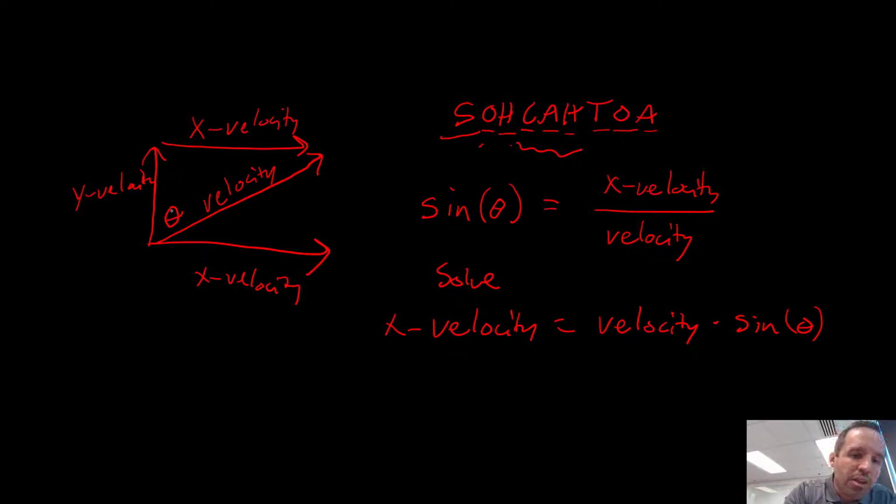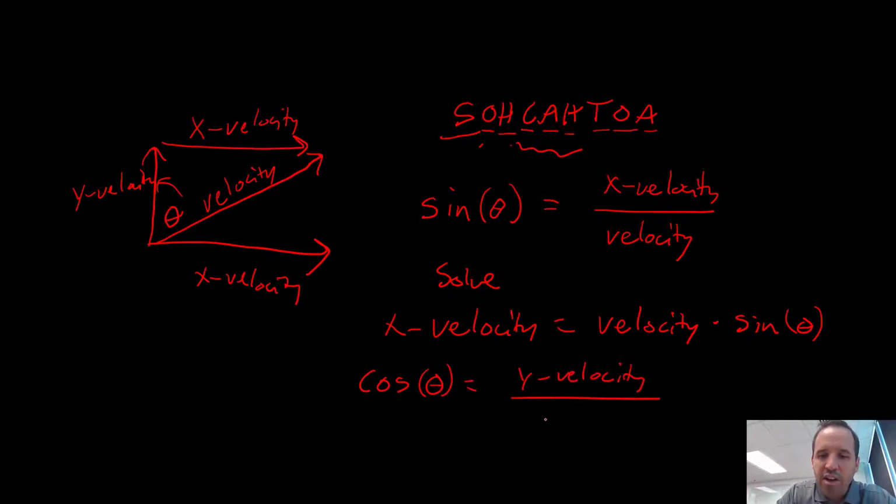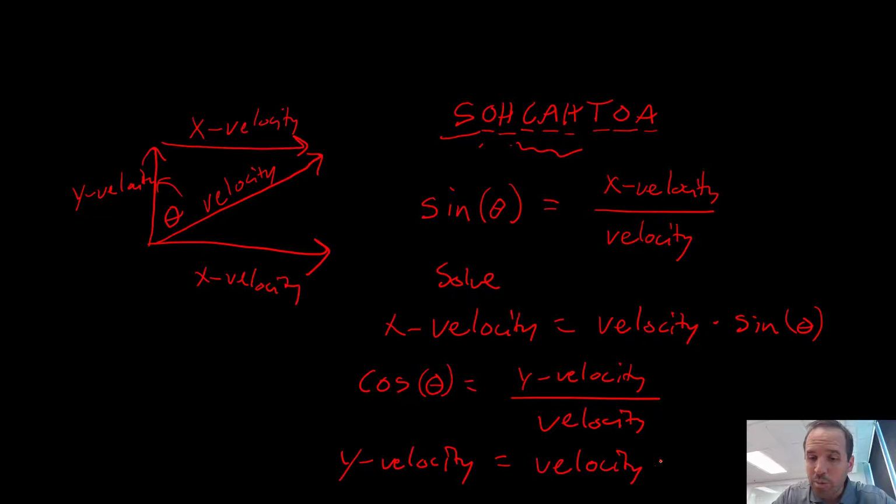So if we look at our angle here, adjacent to that is the y velocity. So if we do the same thing, we get the cosine of theta is equal to the y velocity divided by the velocity. And we solve that, we get that the y velocity is equal to the measured velocity from the manufacturer multiplied by the cosine of theta.